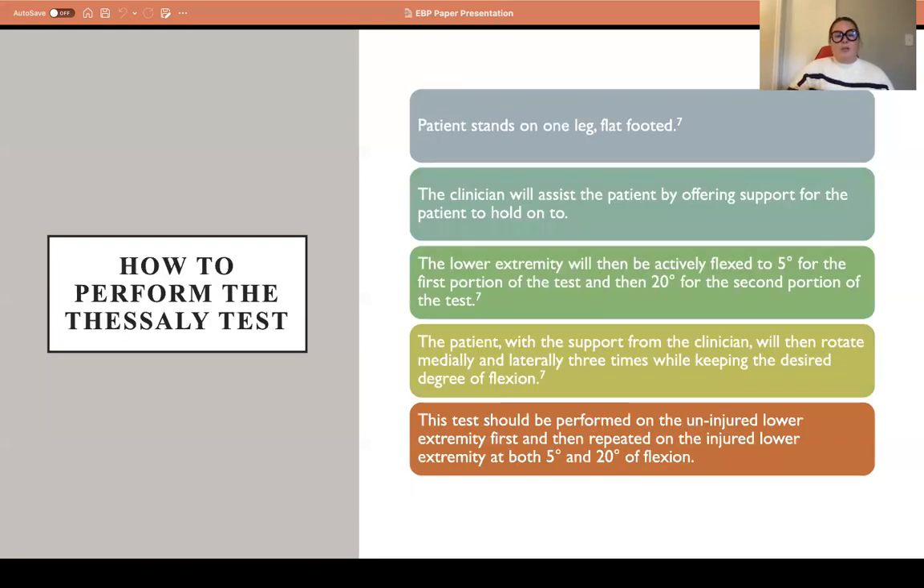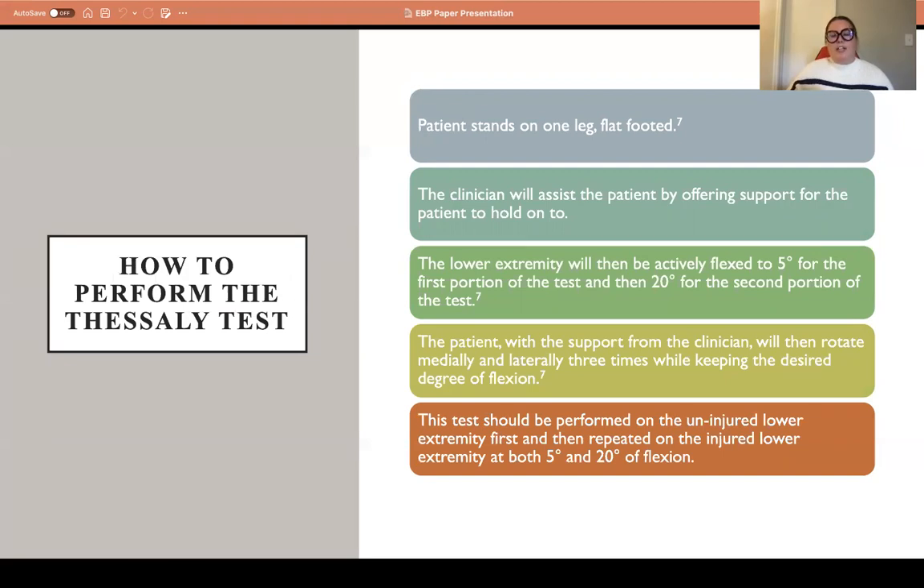So how to perform a Thessley test. I know you can read this, but I'm going to read through it. The patient stands on one leg, flat-footed. The clinician will assist the patient by offering support for them to hold on to. The lower extremity is then actively flexed to 5 degrees for the first portion of the test, and then 20 degrees for the second portion.